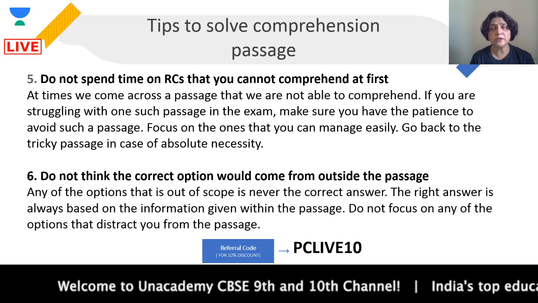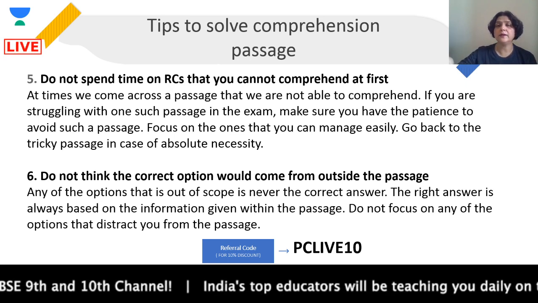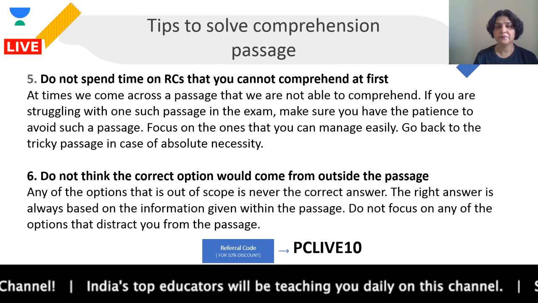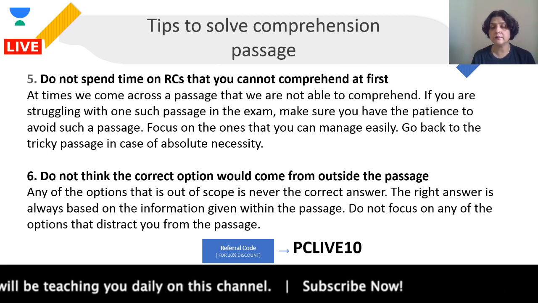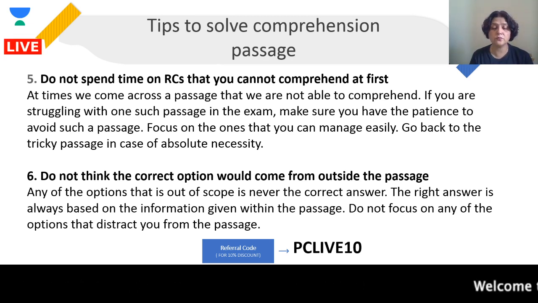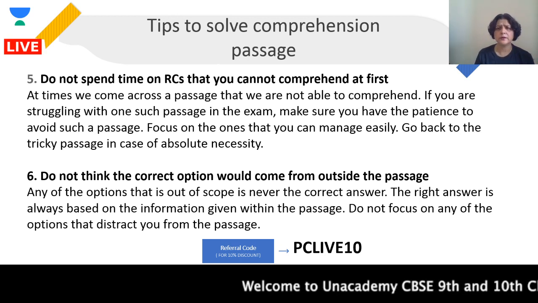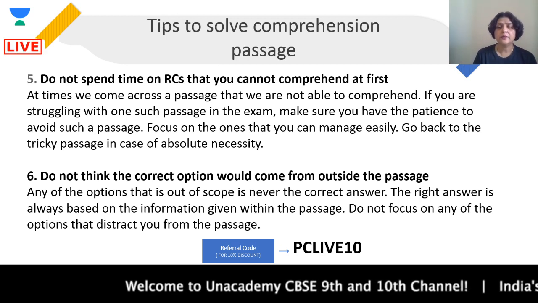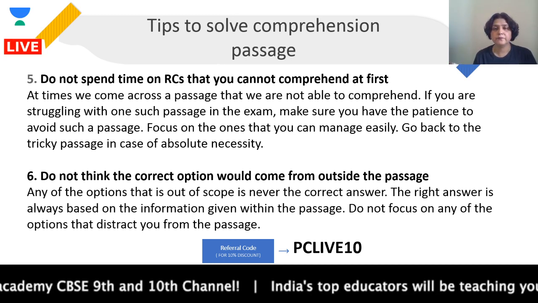You will have to check your priority and focus on what you understand: I understand this particular passage, and I can solve this. If there is a complicated passage which you might not be able to comprehend or understand, don't go for it. If you are lucky, you will get an option between a passage and an unseen poem. All right.